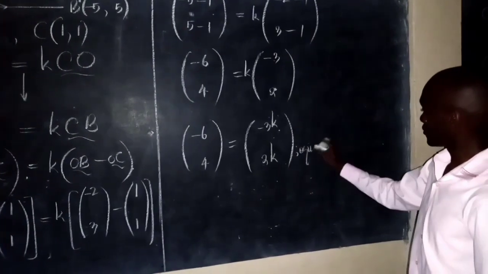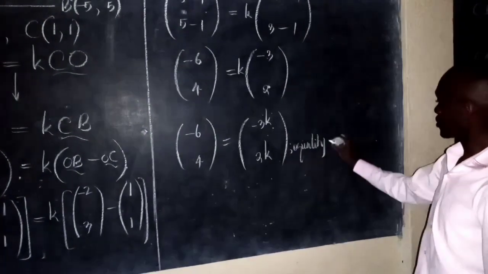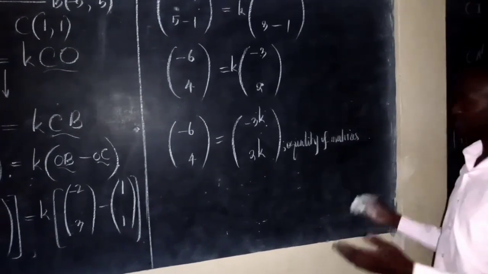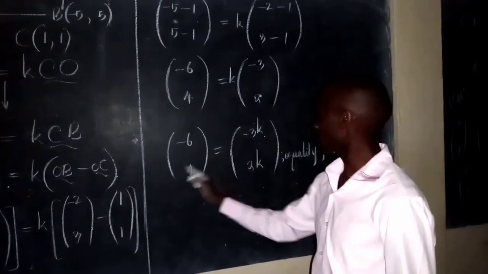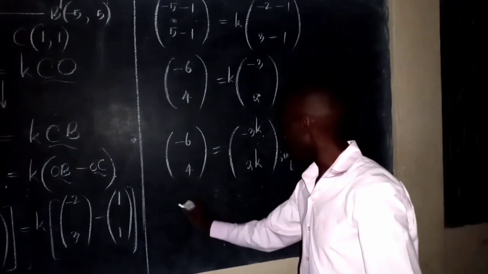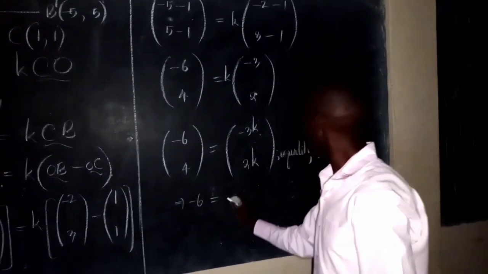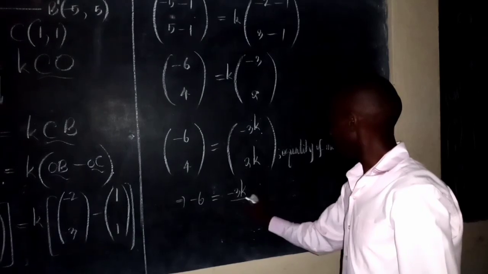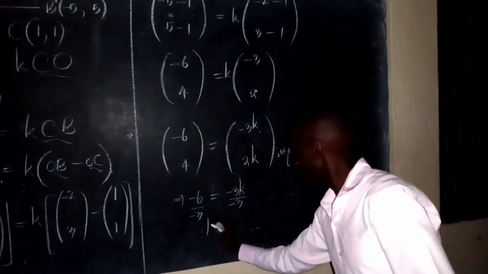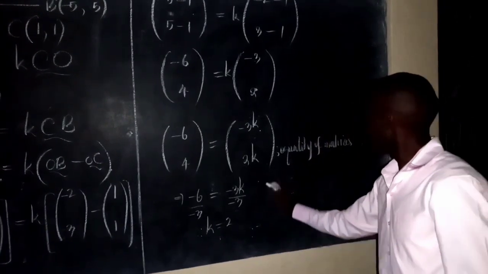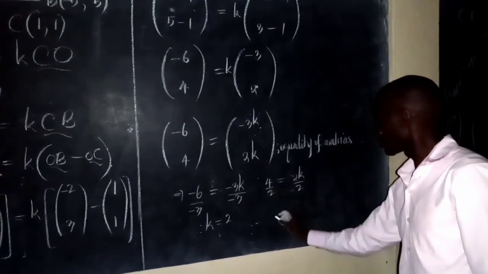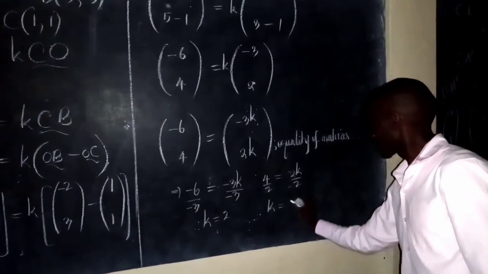This is the point, if you recall from matrices, we call it equality of matrices. When two matrices are equal, their like entries balance. In other words, negative 6 is equal to negative 3k. Dividing both sides by negative 3 gives us k as 2. And 4 being equal to 2k, we divide both sides by 2, and this leaves us with k as 2.